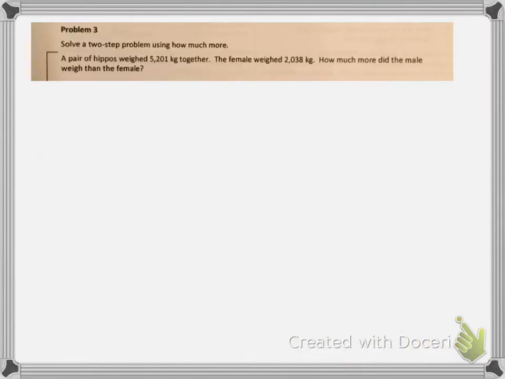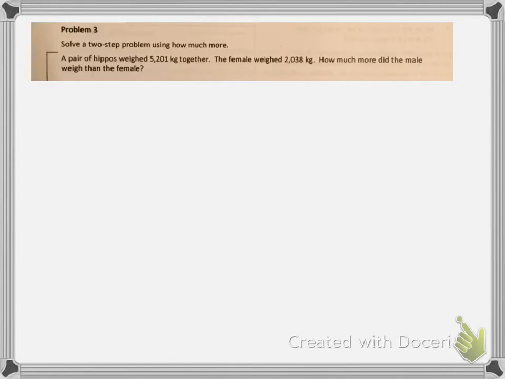Problem 3. Now we're solving a two-step problem using how much more. Okay, how much more? A pair of hippos weighed 5,201 kilograms together. A pair, so we're thinking about two. The female weighed 2,038 kilograms. How much more did the male weigh than the female?